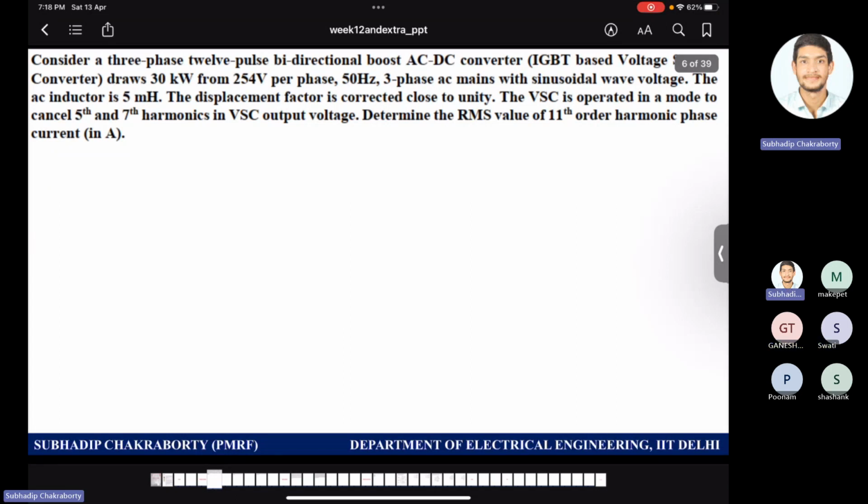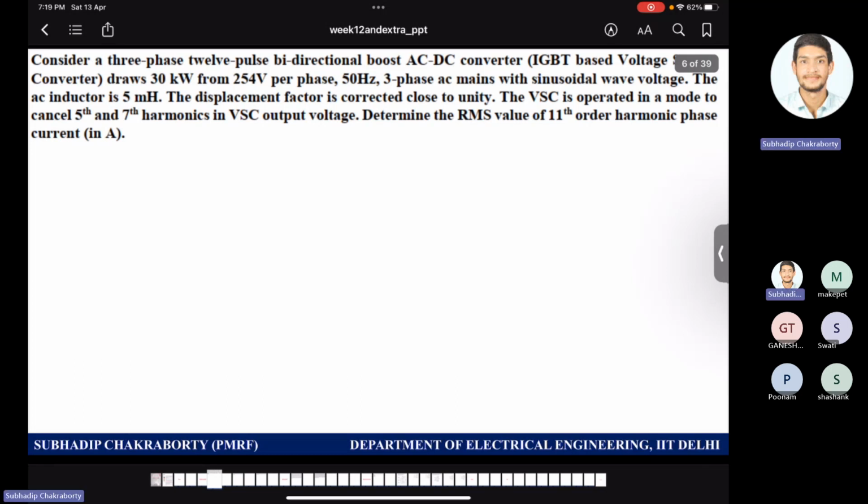So the problem is a simple problem. They are only asking because you know that on the AC side after the converter you have PWM voltage. We were discussing this in the previous week, right? This kind of problem. Since you are in a course on power quality, you need to be fluent with harmonic analysis. What they are asking is to determine the RMS value of the 11th order harmonic of the current, not the voltage. So just read the problem carefully first and tell me how you can do that.